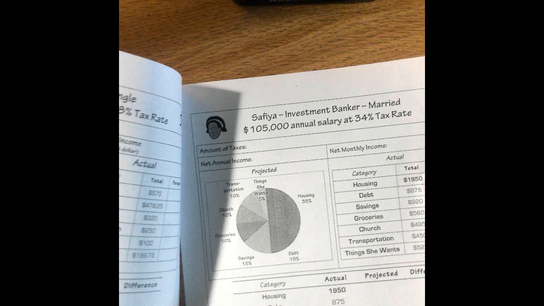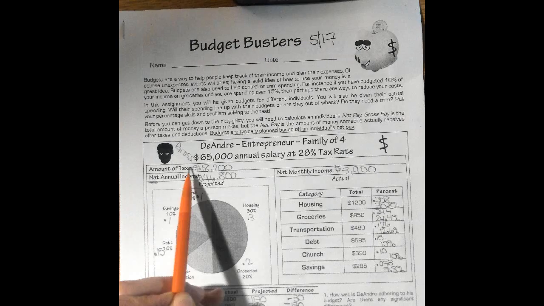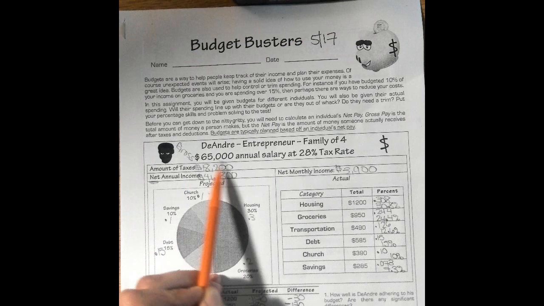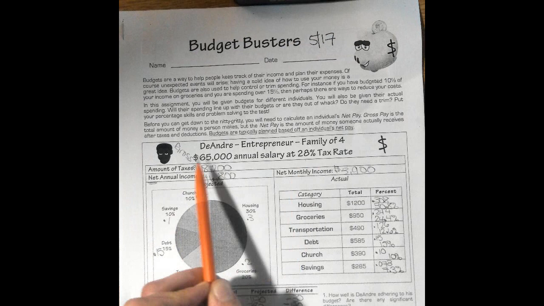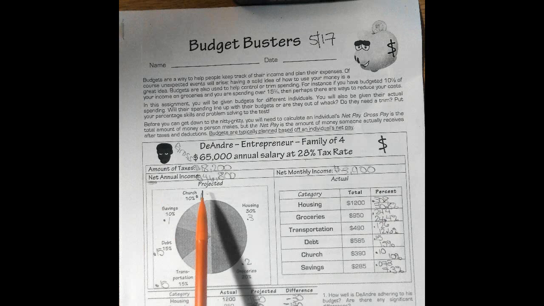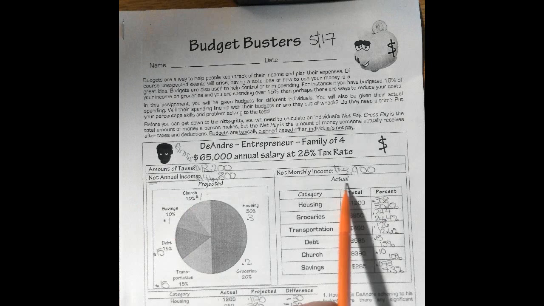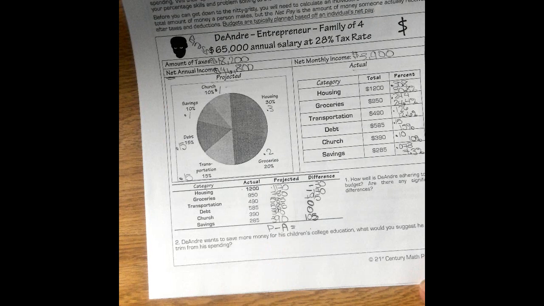And just to review and summarize, the amount of taxes is how much is taken out each year. That is a percent of your gross salary. Gross is what you have before taxes. Net is what you have after taxes. Projected is what he thought would happen. Actual is what actually happened. When we do the difference, we're going to do projected minus actual. Projected minus the actual to get the difference. That way, negative 30 means he was in the hole 30. And have fun on the next couple pages.